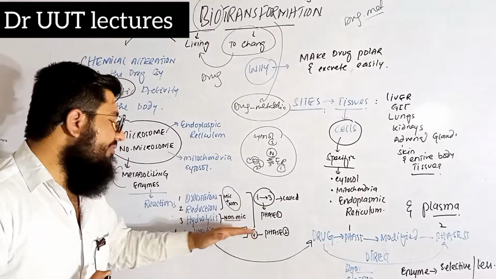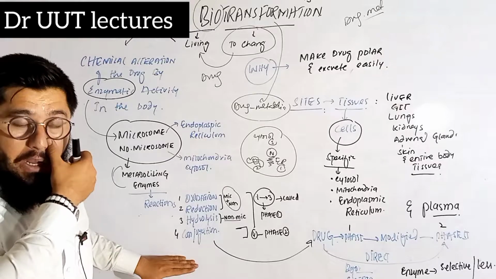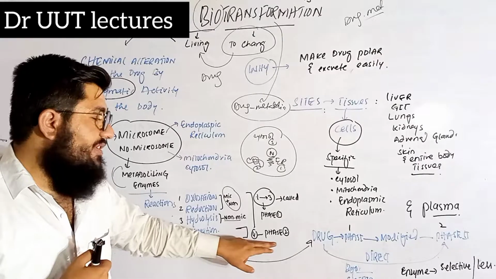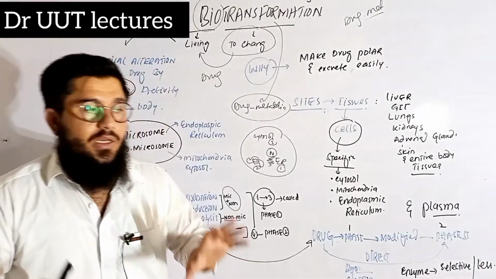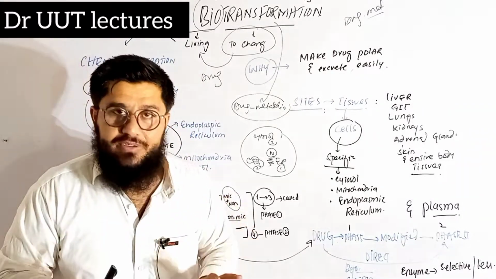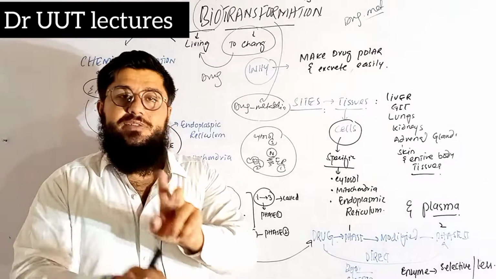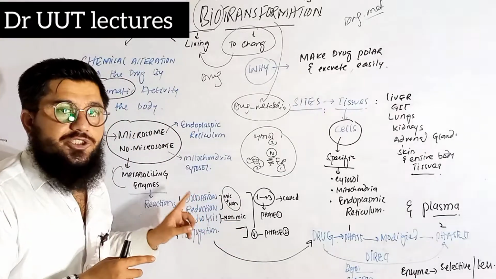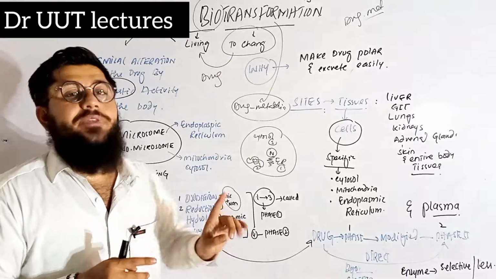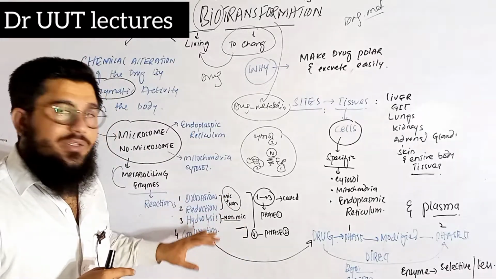And phase number 2 includes conjugation. So in the exam, if the question is asked, how many phases are there in drug metabolism? A simple answer: 2 phases. Phase 1, phase 2. Phase 1 includes oxidation, reduction, hydrolysis. Phase 2 includes conjugation reactions. So these are the reactions and the phases.